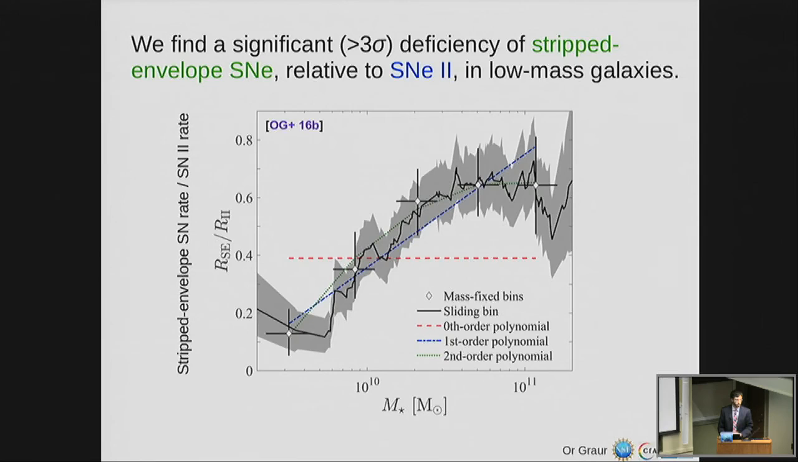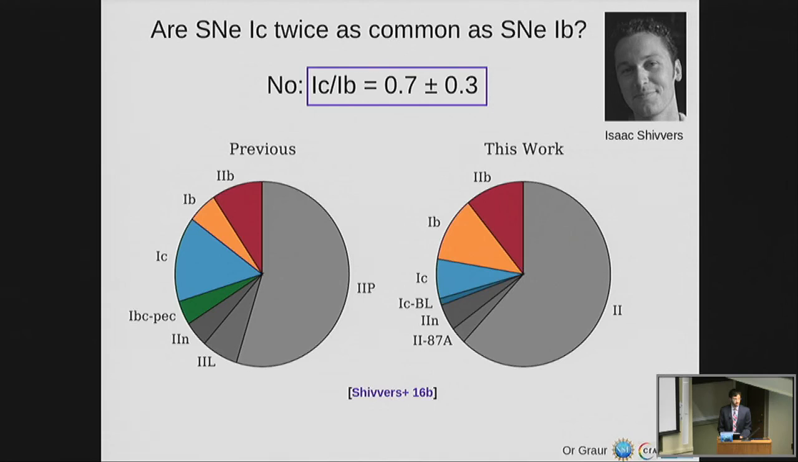Now, we'll go into the volume-limited sample. One of the strange results from the 2011 papers was that when you looked at the fractions, they found that type 1C supernovae were twice as common as 1B supernovae. This was very hard to understand from a theoretical point of view.